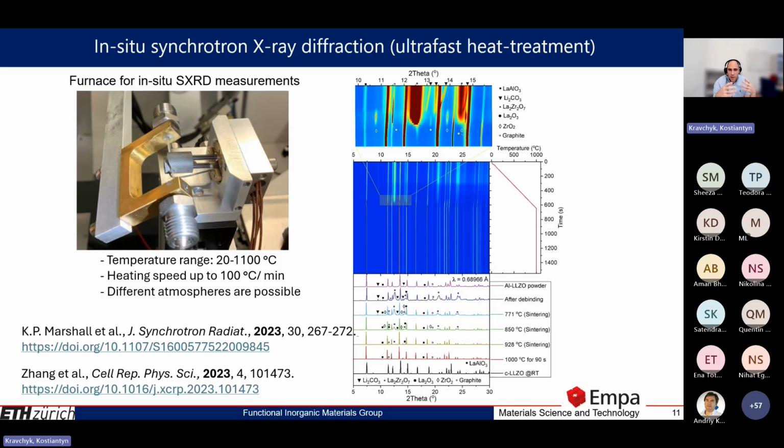Because one thing is to sinter LLZO particles, another thing is to understand what is happening chemically and structurally when you apply this very fast heat treatment or sintering condition. Here you see one example of what you can do with in situ synchrotron X-ray diffraction measurements. You can analyze samples in situ during synthesis or sintering.